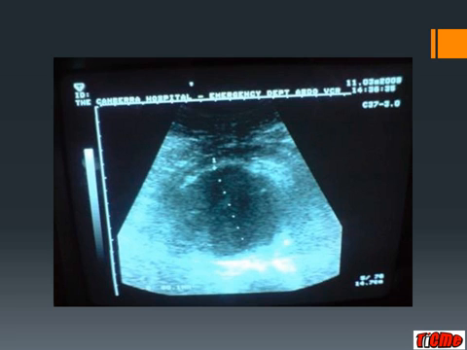Here's an ultrasound image of a patient who presented with back pain and hypotension, and as you can see, this is a cross-section of the abdominal aorta showing an 8 cm abdominal aortic aneurysm with a bit of rim of free blood outside of the lumen.